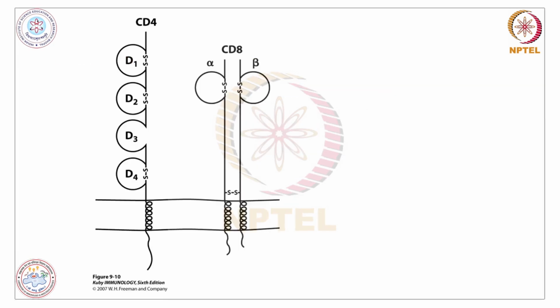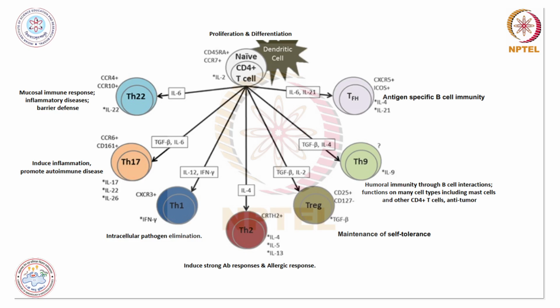So this is the structure for your CD4 and CD8 molecules which are present on your T cells. So there is a list, you can check it out from the presentation. Like on the CD4 positive T cells, there are so many different types of receptors present or the interleukins produced. So you can check it out from the slides.